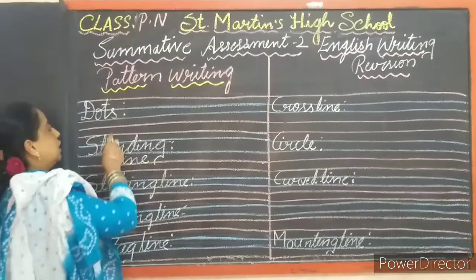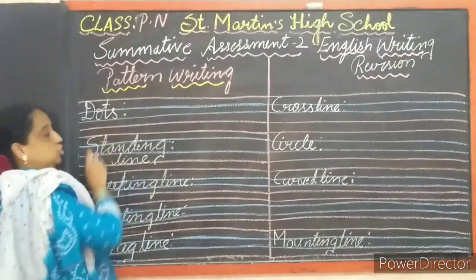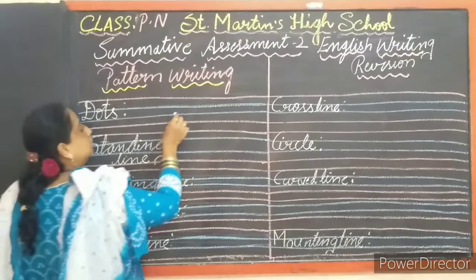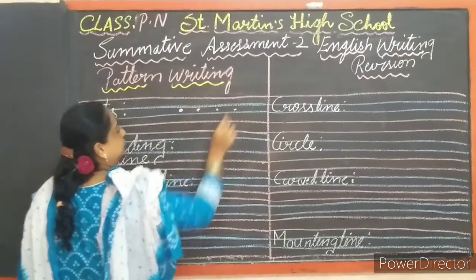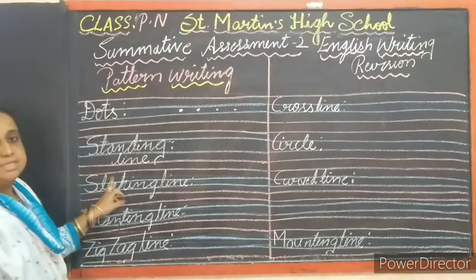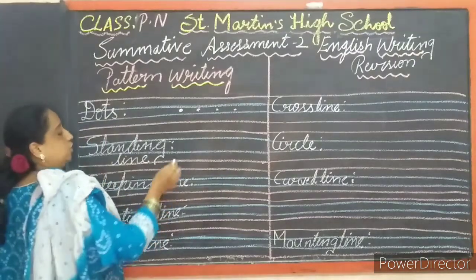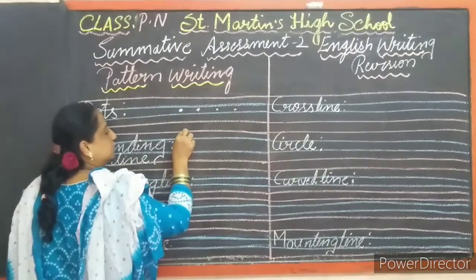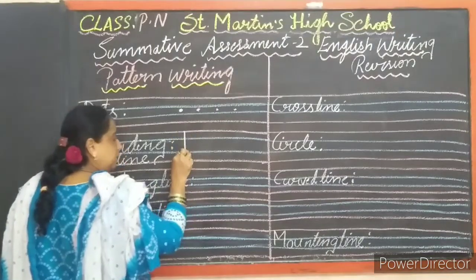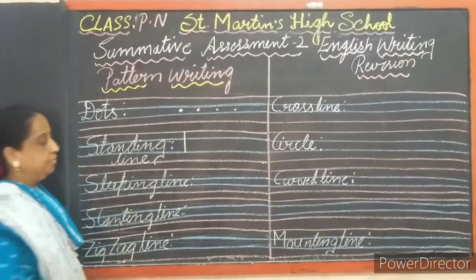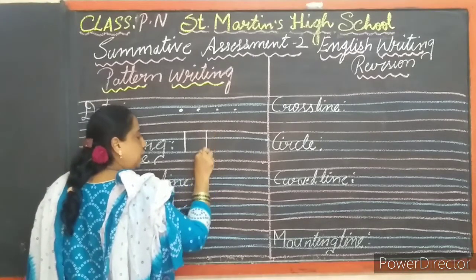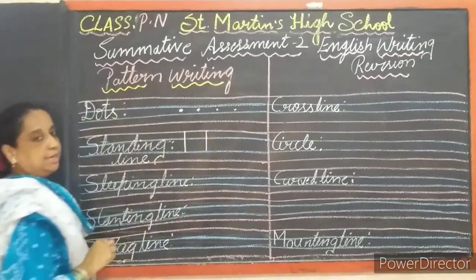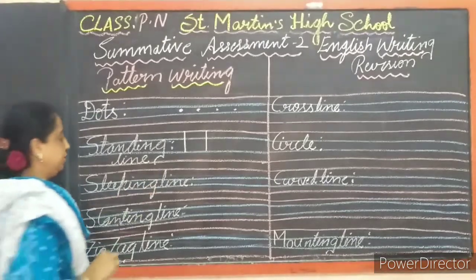Yes. Now first I am going to write dots. Dots is one of the pattern writing. Dots. See here? Next, standing line. Standing line you should write from the top red line to the second blue line. Draw one line, becomes standing line. From top red line to the second blue line, if you draw the straight line, it is a standing line.